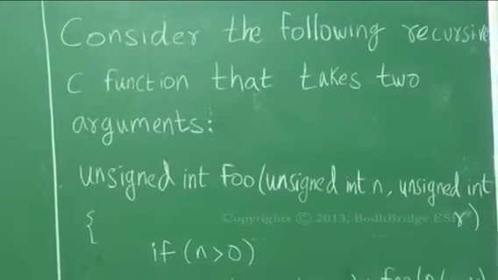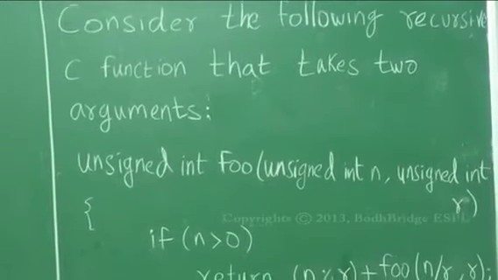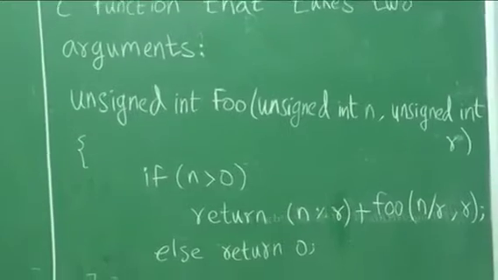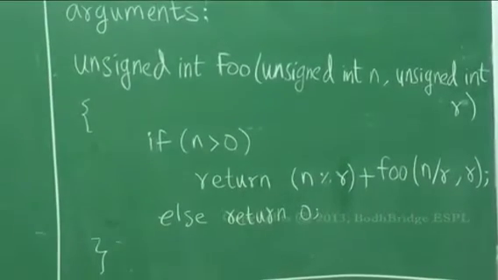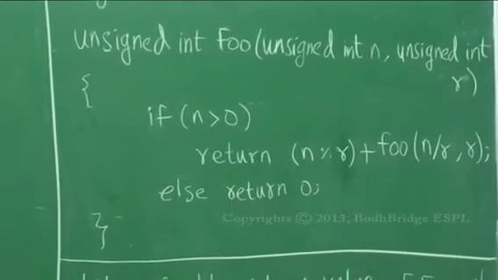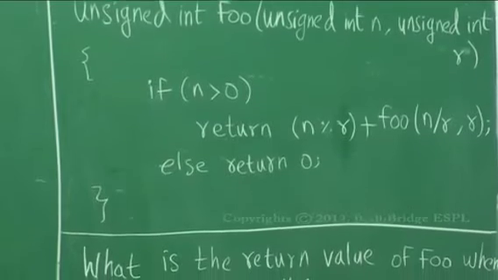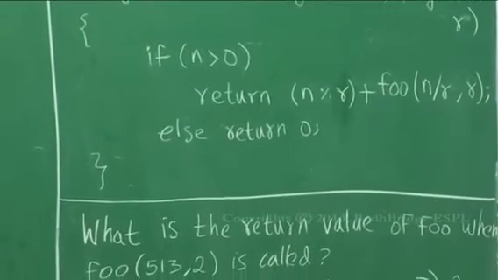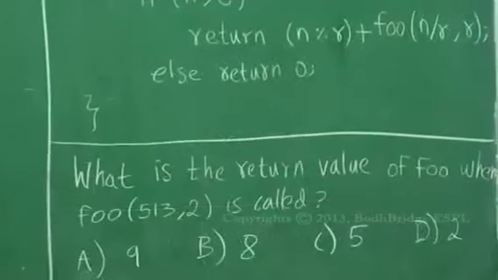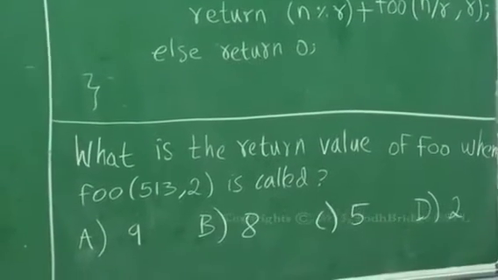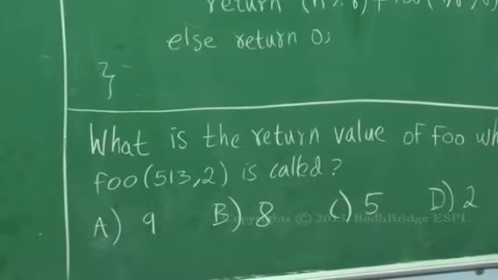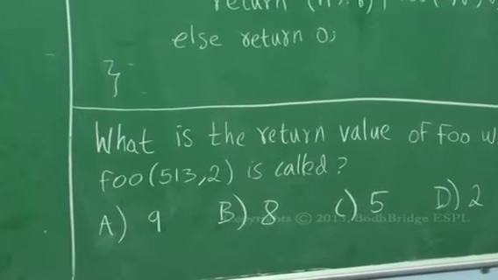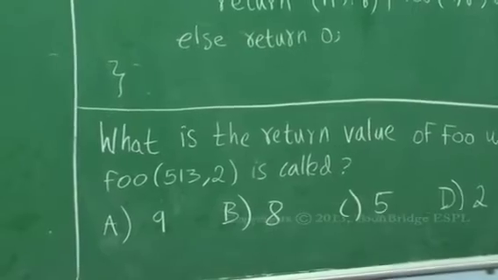The question is, consider the following recursive C function that takes two arguments, unsigned int foo of unsigned int n, unsigned int r. If n is greater than 0, return n modulus r plus foo of n by r, r, else return 0. So this is the program based on which the question is, what is the return value of the function foo when foo of 513, 2 is called? Option A 9, option B 8, option C 5 and option D 2.